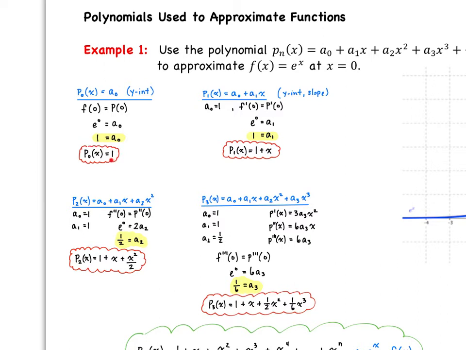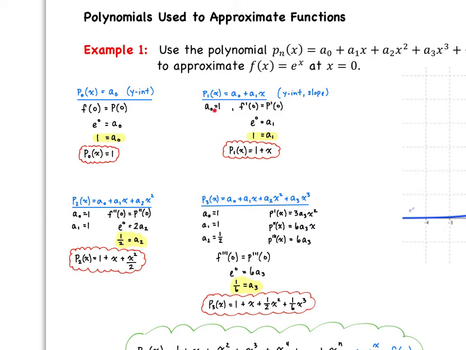But that's not going to be very accurate, right? If we were to graph that, that's just a horizontal line at y equals 1. So we need more accuracy, so we need to add some more terms to this polynomial. So if I find p1, a degree 1 polynomial, this is a degree 0 polynomial, that's going to be a0 or a naught plus a1x.